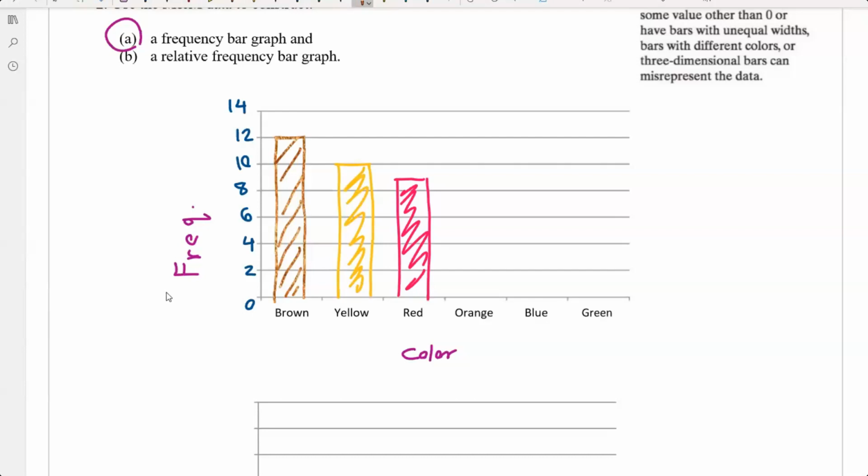Orange is 6. Blue is 3. And finally, green is 5.